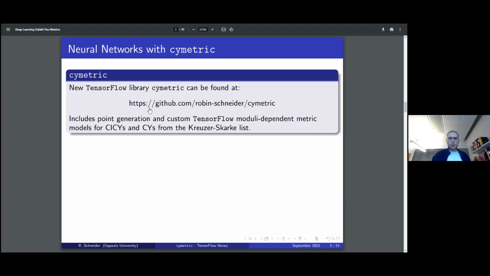So yeah, the result of this talk today is essentially a TensorFlow library, which you can find online. It's on GitHub. This is currently a very bare bones alpha version, and I will post the link again later on, for people who want to see. This package is called cymetric and includes essentially two modules. The first one is to generate points to train our neural networks. And the second one are different TensorFlow models where the user can specify the complex moduli and the Kähler moduli, and then after some training, the model is going to give you some Calabi-Yau metric on that manifold.